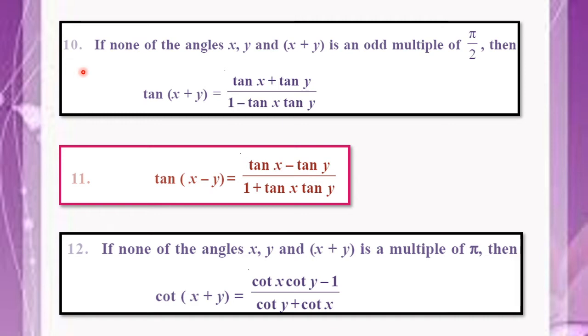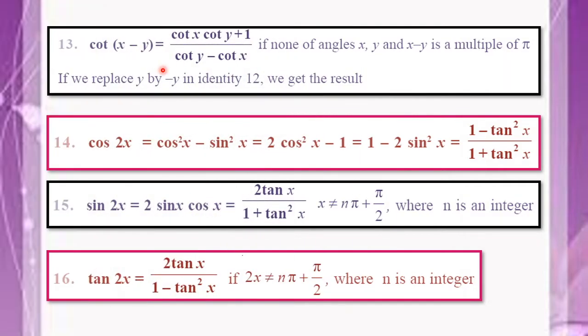Then 10th is tan(x+y). Then we have same way for difference of two angles for tan function, tan(x-y). Then we have 12th cot(x+y) and then cot(x-y). Then cos 2x. We basically have four identities for this. Cos 2x is equal to cos square x minus sin square x, or else 2 cos square x minus 1, or we can say 1 minus 2 sin square x, and one more we have (1 minus tan square x) upon (1 plus tan square x).